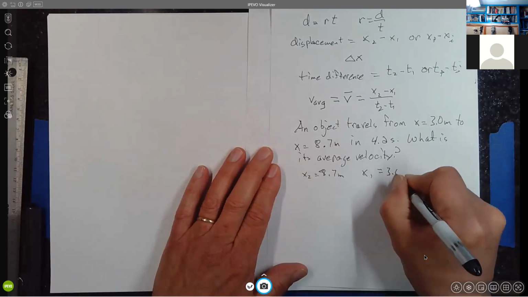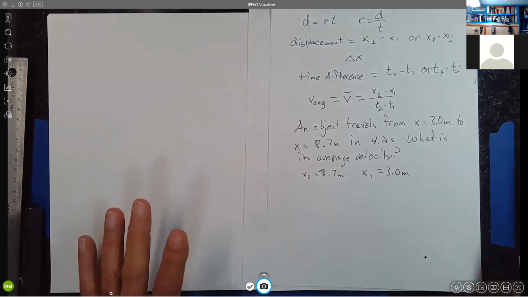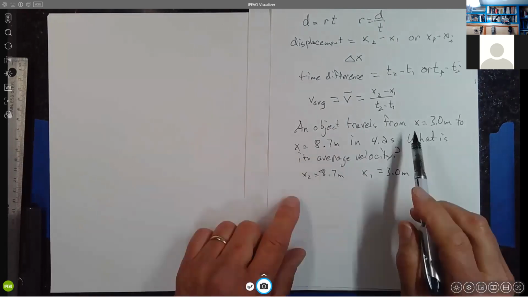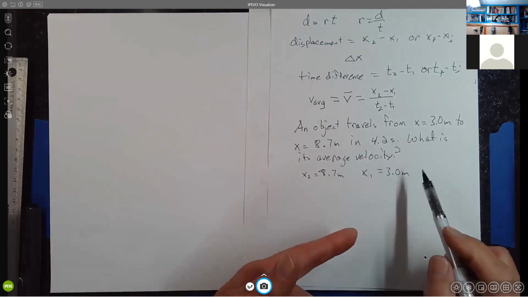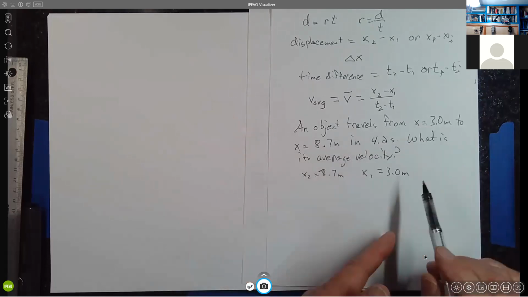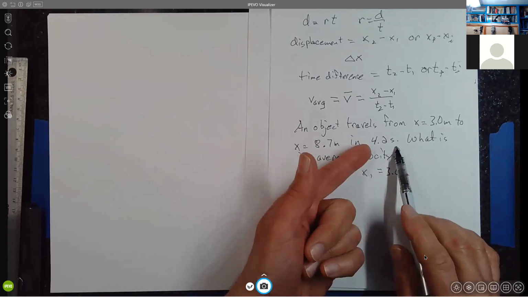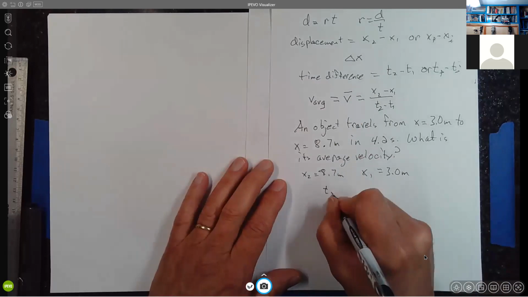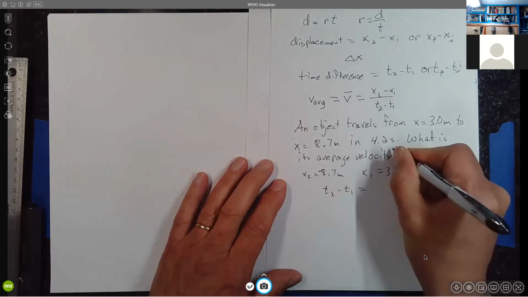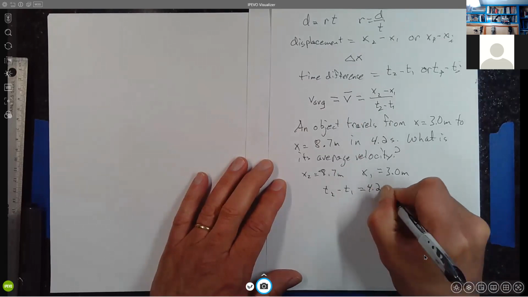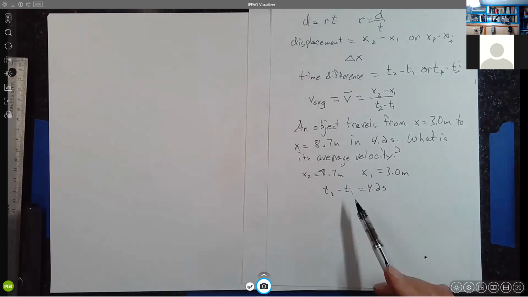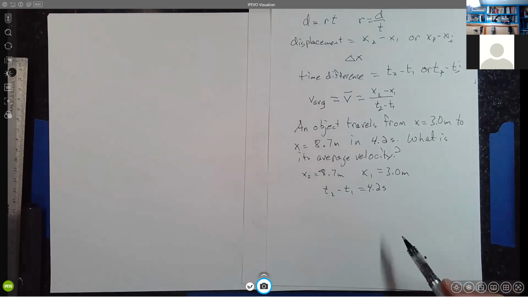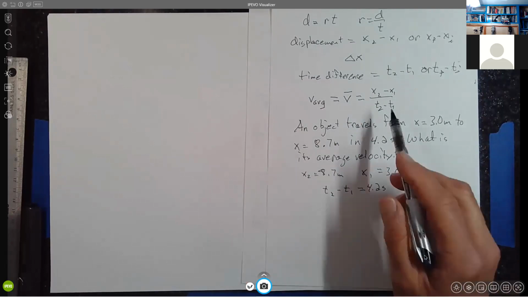And then let's see, about those times, we could let the time that it was at the 3.0 meters be 0. All we know in this case is actually the difference in times between the two. So we could just say T2 minus T1 in this case is 4.2 seconds. Sometimes we can let that initial time be 0 if we want to, and so we'll do that a lot. But in this case, it's only the time difference that we need.